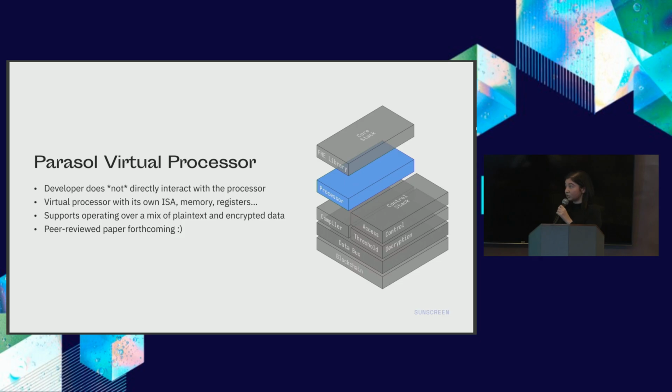So we've built the Parasol virtual processor. As the name suggests, it's entirely virtual. This is not realized in hardware today. We don't intend for developers to interact directly with the virtual processor. There is another layer that sits on top of it, which is the compiler, and that abstracts away all the difficulties of working with the virtual processor. This virtual processor has its own instruction set architecture, memory model, registers, and it allows for operating over a mix of plain text and encrypted data.